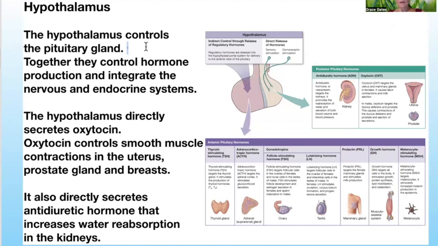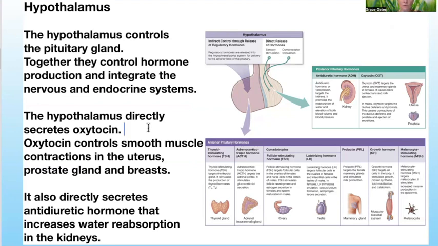Okay. The hypothalamus controls the pituitary gland, and together they control production of hormones that go to the rest of the body. This integrates the nervous system with the endocrine system. The hypothalamus directly secretes oxytocin and antidiuretic hormone. Those two hormones are not secreted through pathways that go through the pituitary gland nuclei. Okay, we'll learn all about this in endocrine.